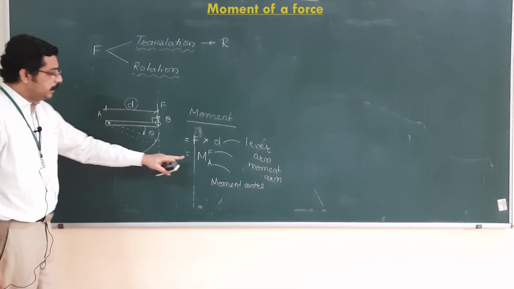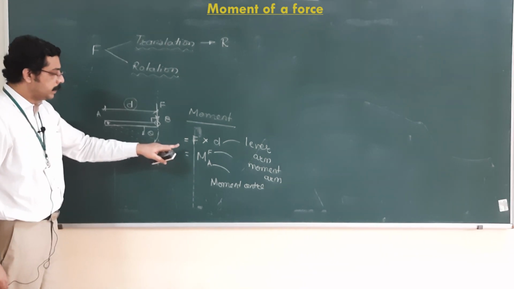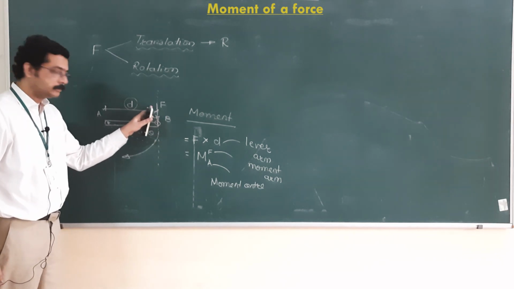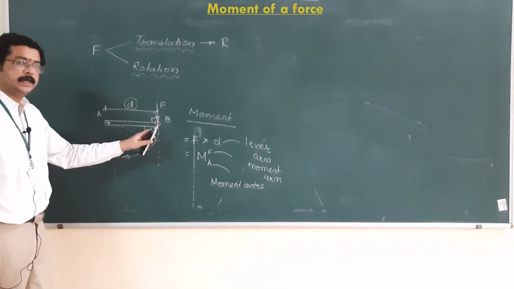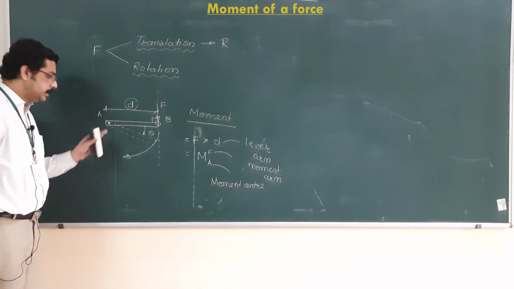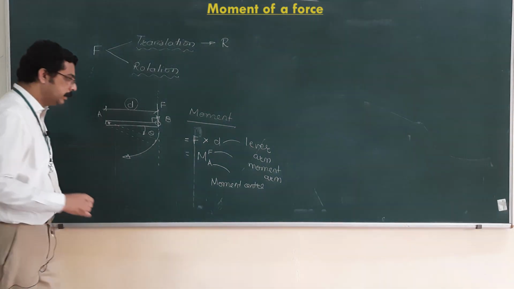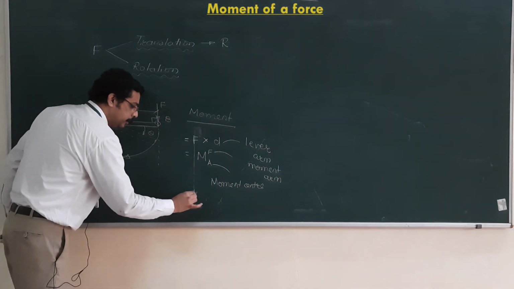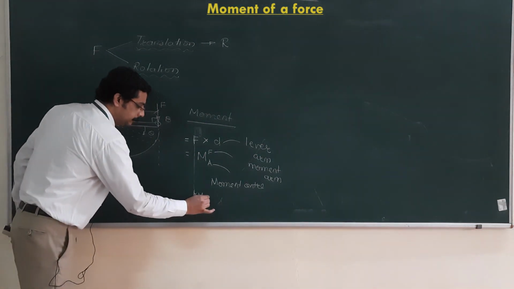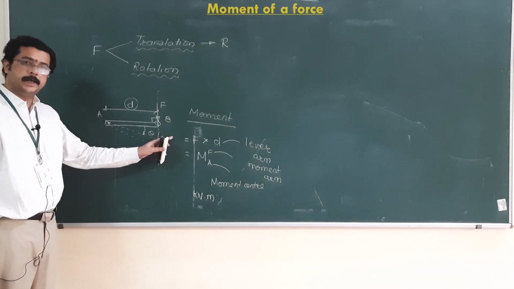Okay, so moment of force F about point A is mathematically found out as F multiplied by D, where F is the magnitude and D is the perpendicular distance between line of action of the force and the point which is pinned. Okay, that is moment center. What can be the unit? F will be in kilonewton, right, and D will be in meter. So, kilonewton meter will be the unit for the moment.